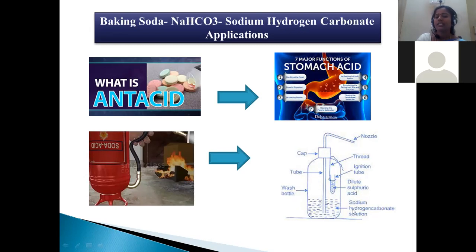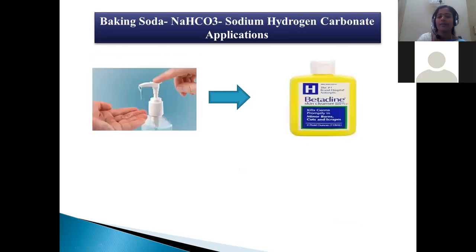And the wash bottle: this entire system is said to be a wash bottle, and one igniting tube should be there. Whenever we switch it on, what happens? It releases the gas present in this. So this is the entire description of the fire extinguisher, which is composed of soda and acid. Here sulfuric acid and sodium hydrogen carbonate solution will be present within, right? So this is another application of this baking soda.